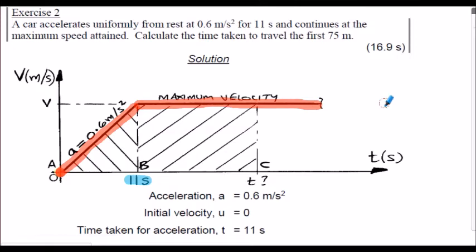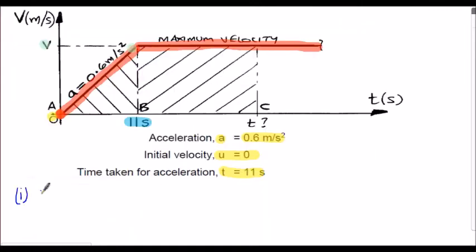So extract the information we know from the question. We know the acceleration, it's 0.6 meters per second squared. We know the initial velocity u, so over here, will be 0. And we know that the time taken for the acceleration phase is 11 seconds. So the first thing I can see we're clearly missing here is the velocity. What is the maximum velocity of our graph? We're going to need to know that if we're going to work out the areas under the shapes here under the line. Find the maximum velocity.